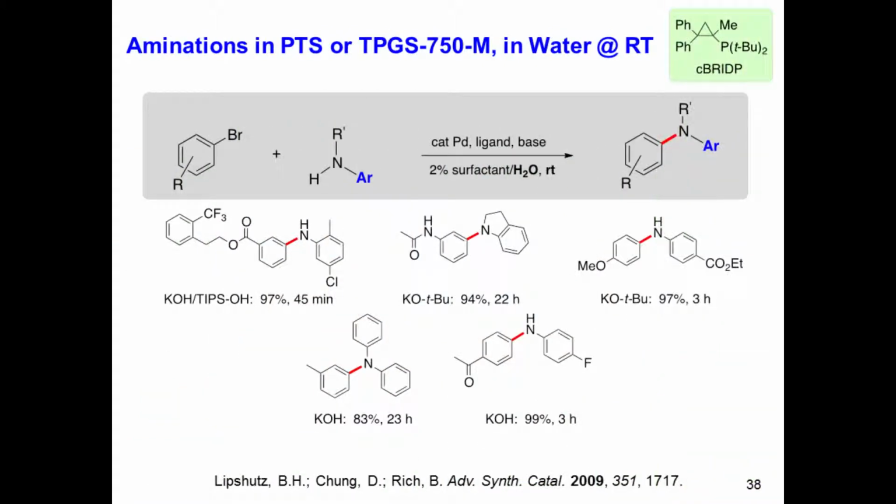And so let's start with aminations because, of course, that's very dear to the heart of many people in the pharmaceutical arena. And some years ago when we were starting this process, I asked David Chung and Brian Rich to look at these aminations, and indeed, as we published back in 2009, it's a very nice way at room temperature in water of making carbon-nitrogen bonds to arrive, in this case, at unsymmetrical di- and triarylamines.